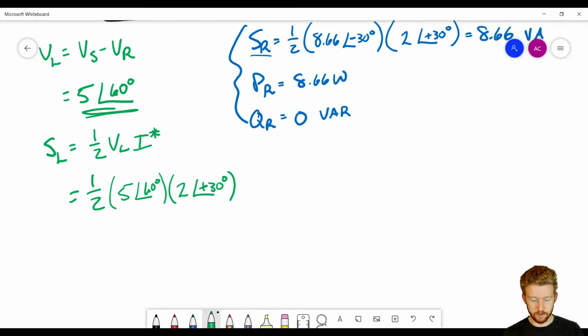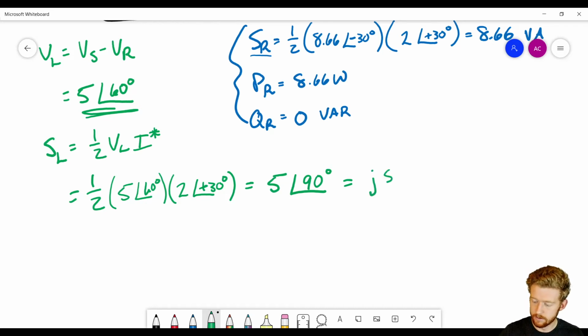And what we get is 1/2 times 5 with an angle of 60 times 2 with an angle of 30. Make sure I entered everything correctly. Okay, and this is going to give us 5 with an angle of 90 degrees. You could also just write this as, because if it's pointed 90 degrees, that means it's all on the imaginary axis, so you could just call this J5 VA. Either of these are correct, 5 with an angle of 90 or J5.